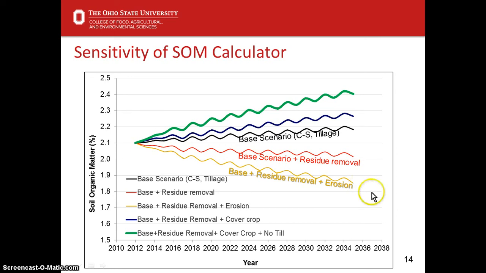Now you can also bring in management options that can help you increase or mitigate some of these negative effects. And the first option you can think of is cover crops. If you add a cover crop, you can see an increasing trend in the organic matter content, and you can further enhance that by using something like a conservation tillage or a no-till system.